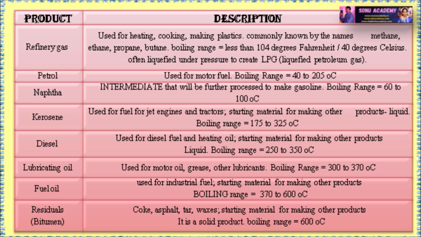Fuel oil is used as industrial fuel and as a starting material for other products. Boiling point ranges from 370 degrees to 600 degrees centigrade. Residuals like bitumen, coke, asphalt, tar, and waxes are starting materials for other products. It is a solid product. Boiling range is above 600 degrees centigrade.